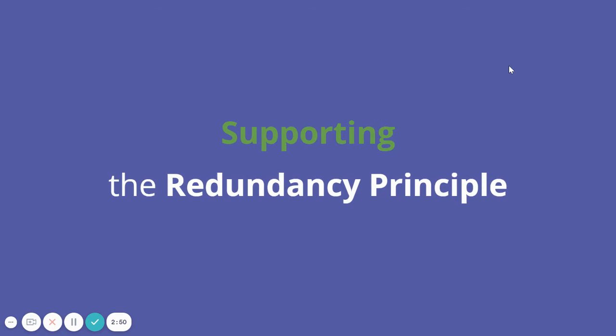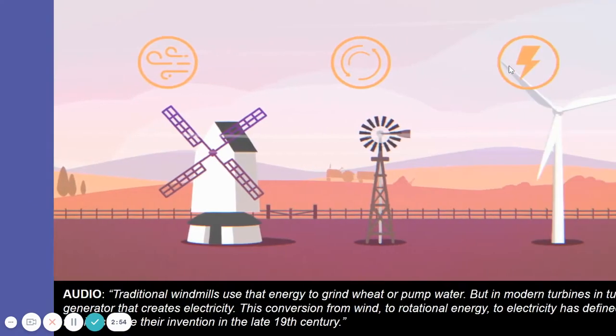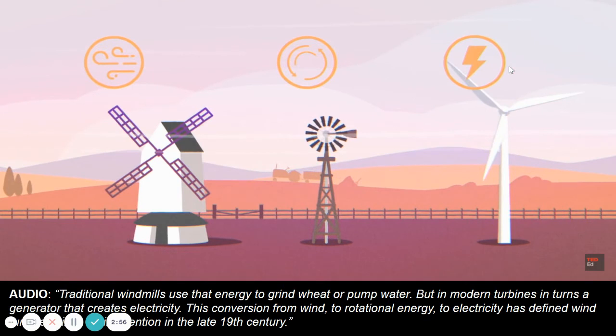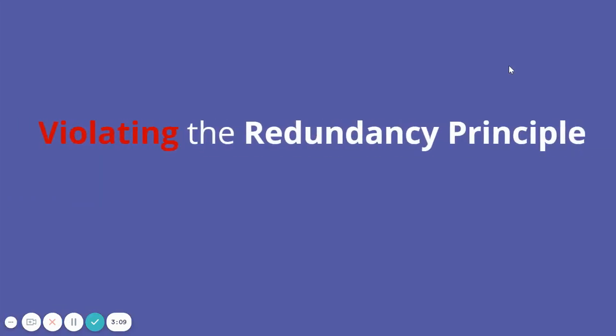So what does this supporting the redundancy principle look like? In this TED-Ed video, the understanding of how wind turbines work is explained. The video's use of images combined with an audio explanation doesn't overwhelm the learner's dual pathways of audio and visual receptors. So what does violating the redundancy principle look like?